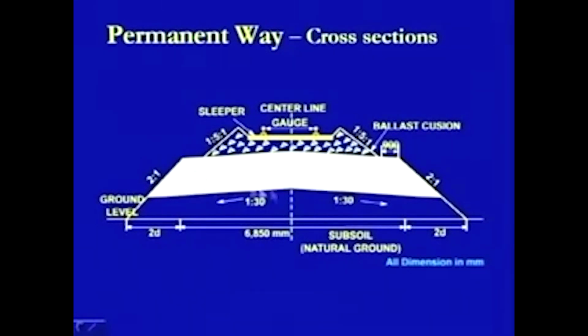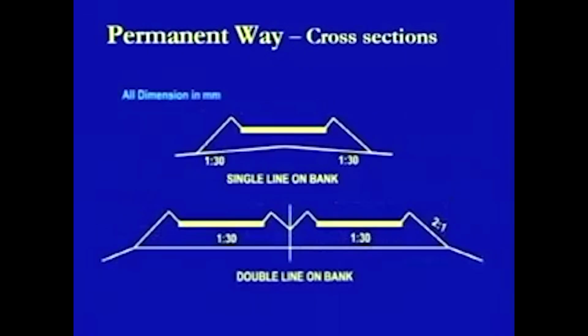Then there is an embankment on which this ballast cushion is resting. In the case of the ballast cushion, the side slope is taken as 1.5:1, from the stability point of view of the slopes. In the case of this embankment fill, the slope is taken as 2:1. Now we look at another slide where the single line on bank or double line on bank is being shown, where the bottom 1:30 slope is being provided from the drainage point of view.